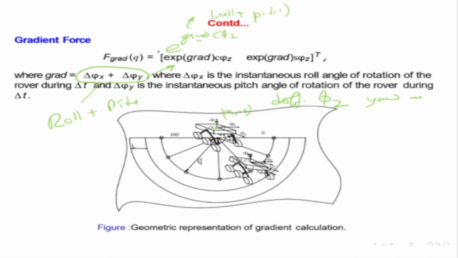Okay. So when it is on flat ground, what will happen? The roll and the pitch angles will be 0 because it's on flat ground, right? So it doesn't matter. But the moment it starts climbing, the roll and the pitch angles will start going up. Okay, so if it's going up or it's going down.